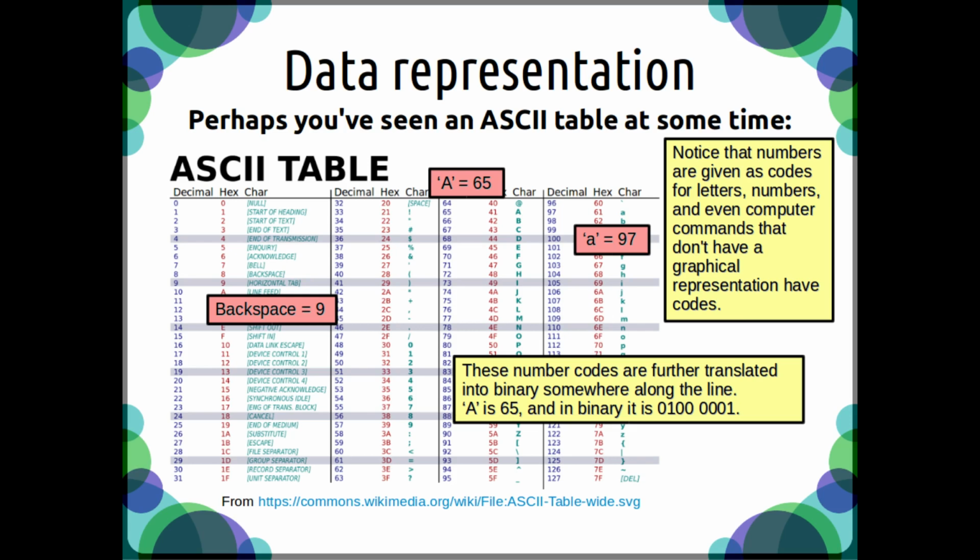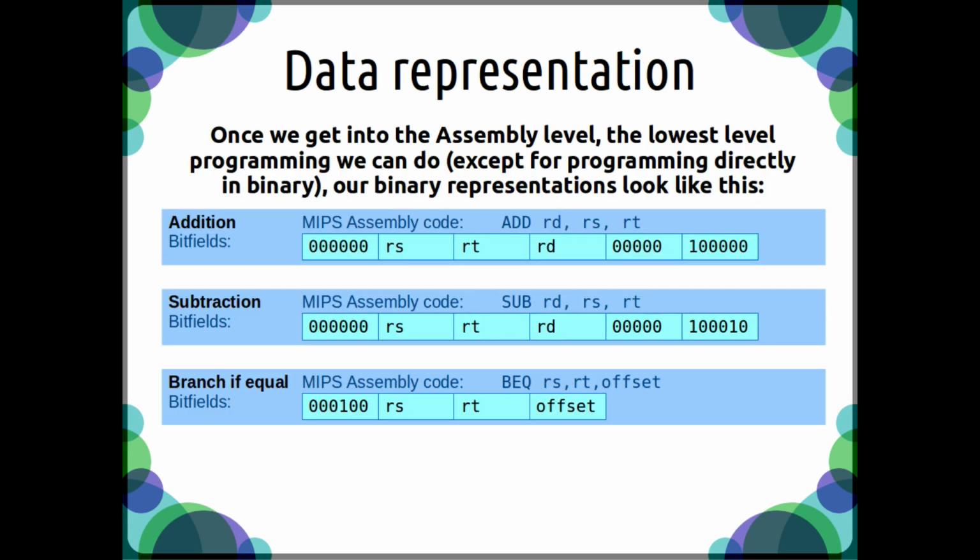01000001. Once we get into the assembly level, which is the lowest level of programming we can do except for programming directly in binary, we have binary representations of our commands. Here are some examples of addition, subtraction, and a branching command. And so it shows the MIPS assembly code, where MIPS is just a flavor of assembly.